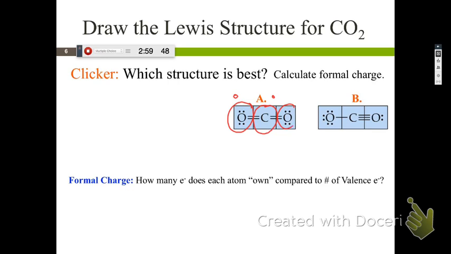And then we'll do the same thing on the far right one. We have 2 lone pairs, so that's 4 electrons. It has 1 from each of the bonds. That's 6. Should have 6. So formal charge is 0.